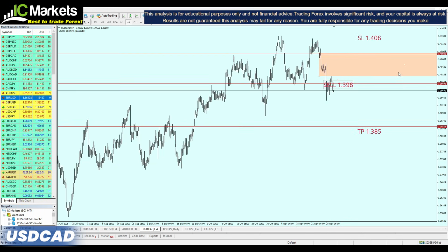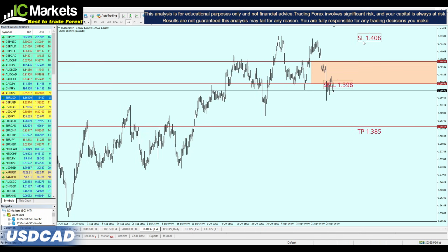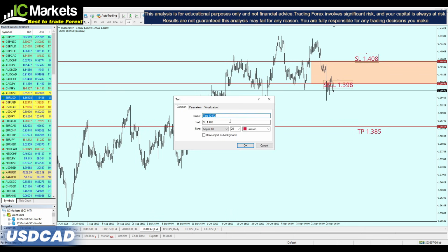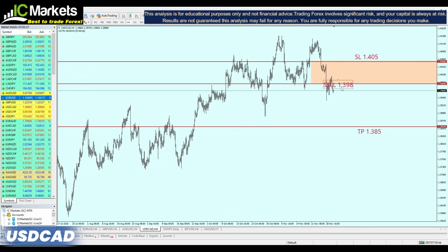And of course, keeping the same 4-hour time frame, I would like to keep the same TP, guys. So therefore, our stop loss is going to be at 1.405 in this case, right here exactly. And the sell is going to be at 1.398. The stop loss is going to be around 70 pips against 132 pips. Let's now move to the USDJPY.